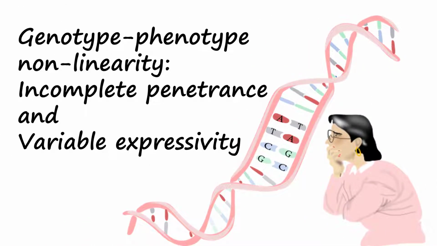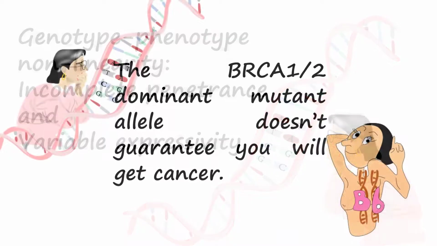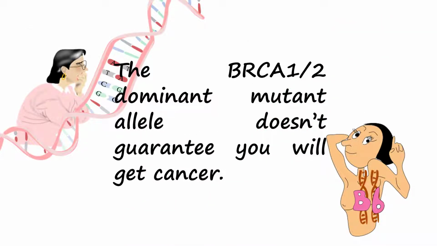While technology has enabled us to identify the alleles we have, our genotypes are not always indicators of our phenotypes. Hence, decisions on disease treatment need to consider the non-linearity between genotype and phenotype. Having the BRCA1 mutant dominant allele, for example, doesn't guarantee you will get breast cancer.